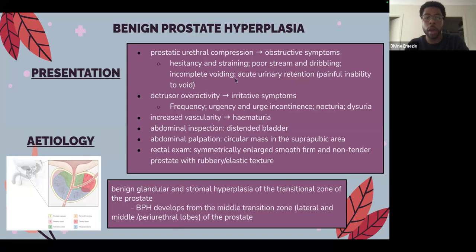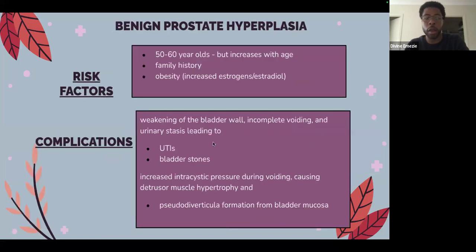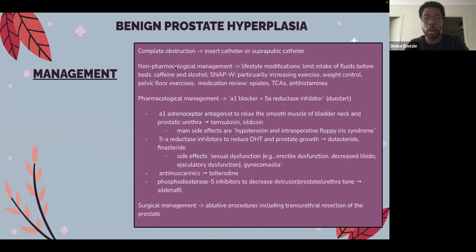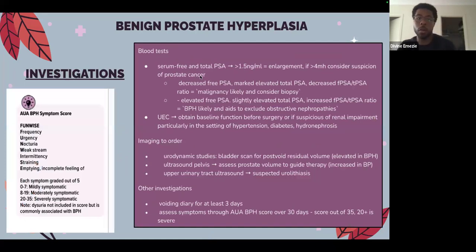So that's kind of why we get a lot of these urinary symptoms. And then lastly, the idea that some complications are probably helpful, but really the concept here is thinking about the workup and management. A lot of the time, they might ask what investigation you should order first, what's the gold standard investigation.